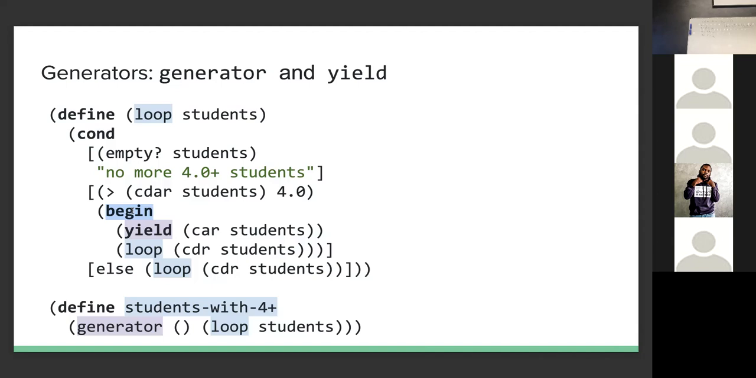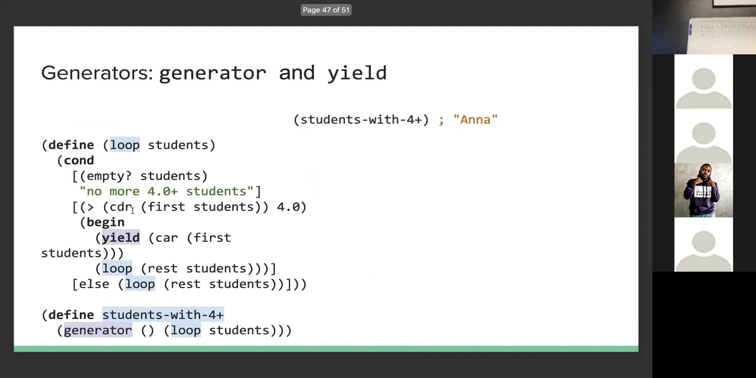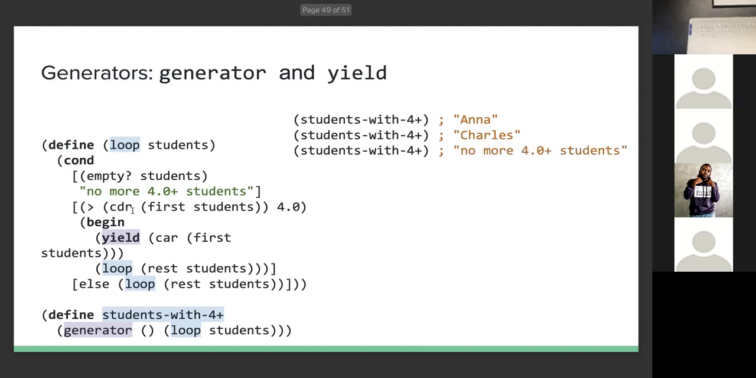So this just gives you an example of when you can generate a stream of results one by one. Then in the interpreter, when you call this students with 4+ as a function, the first time you call it, it will return the first student, Anna. The second time, it will return Charles, and after that, it will return no more 4+ students. Does it make sense?